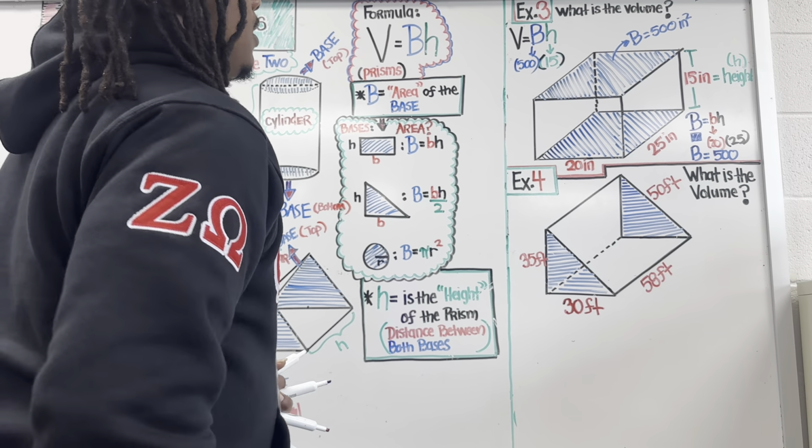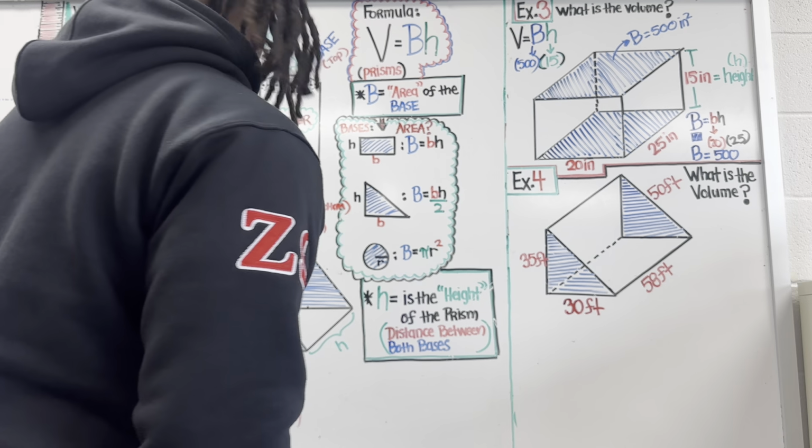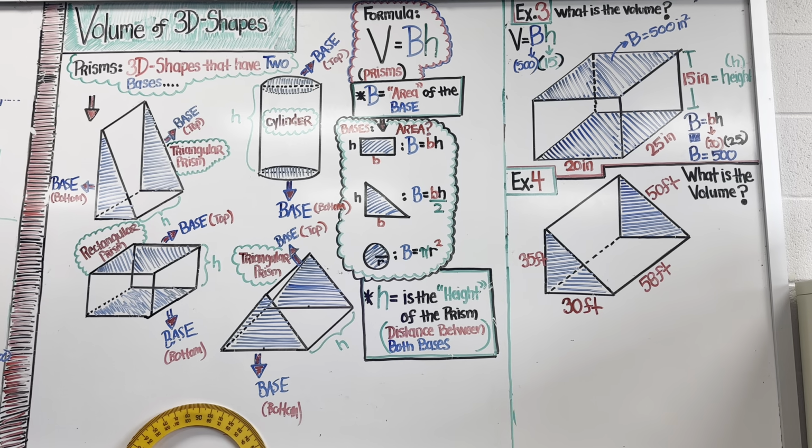So 500 times 15. Let me go ahead and get a calculator. 500 times 15. Give me 1 second.